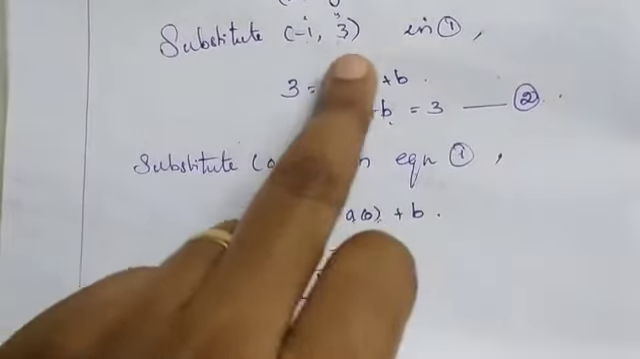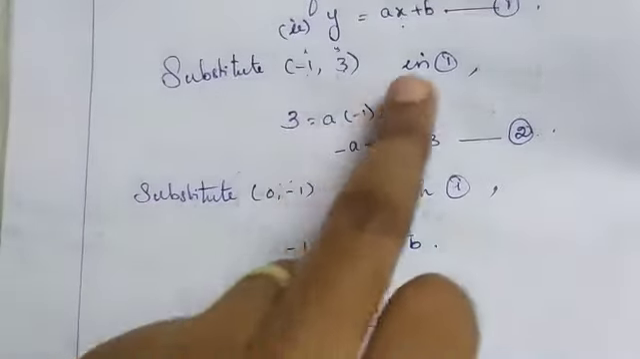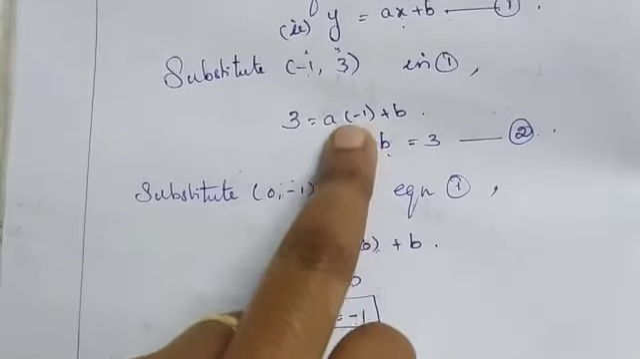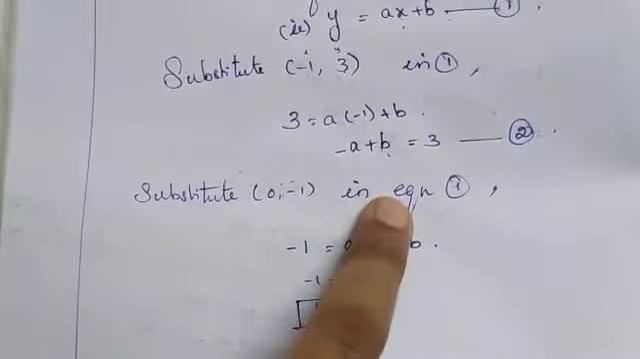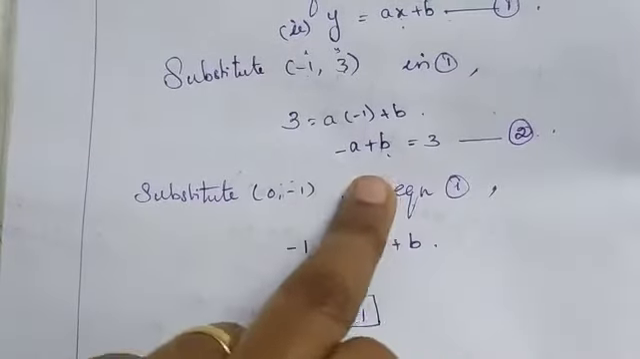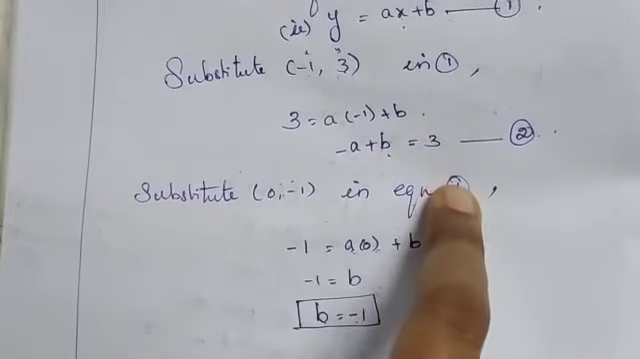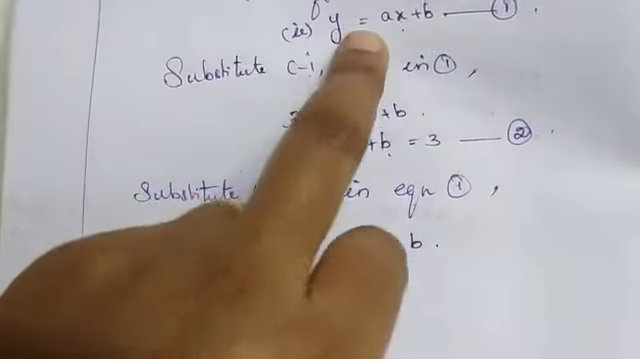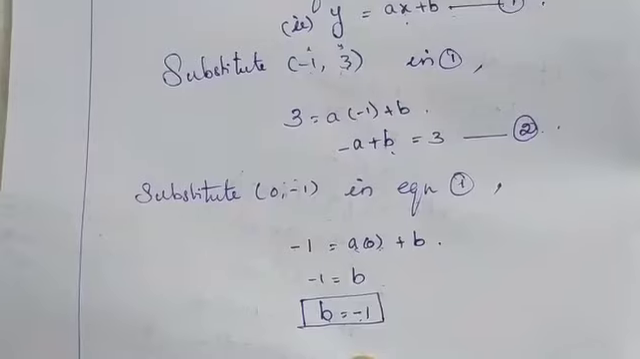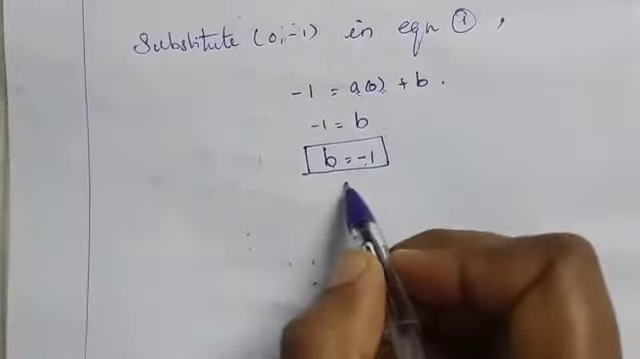First substitute the first value in the equation. In the place of y substitute 3. In the place of x substitute minus 1. Multiply, minus a plus b is equal to 3. Just interchange the left hand side to right and right to left. Substitute 0 comma minus 1 in equation 1. Minus 1 is equal to a into 0 plus b. b is equal to minus 1. Now we got the value for b.